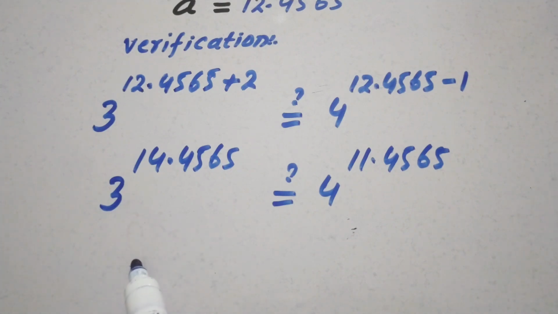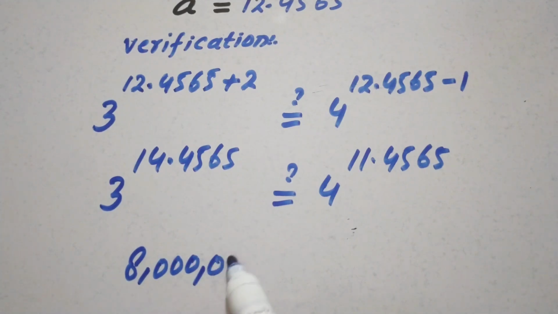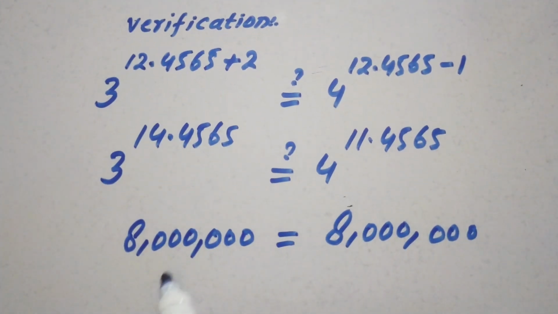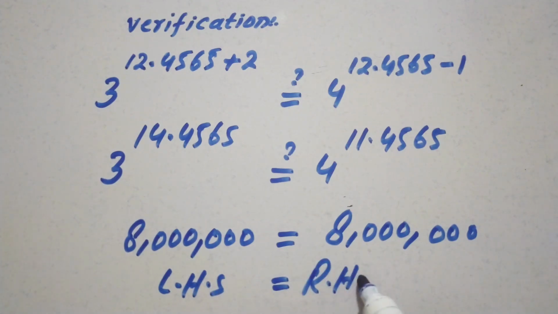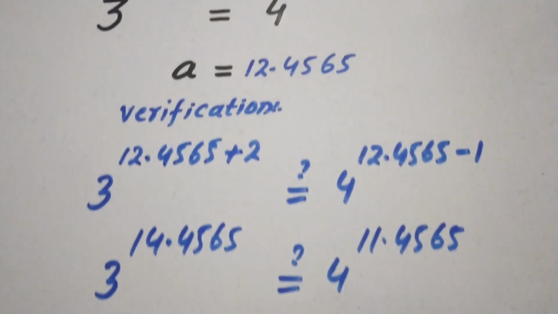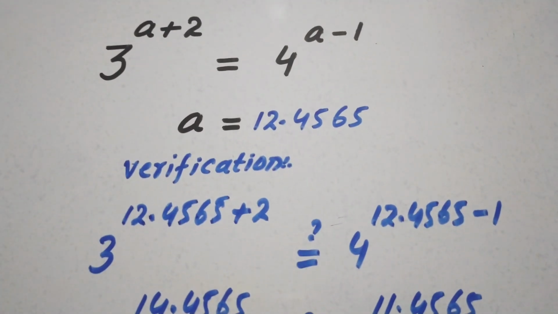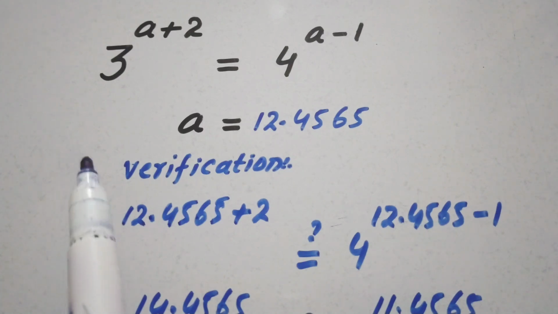By doing this using calculator, we get 8,000 with 000, which is the same result we get here. So we can say that left hand side is equal to right hand side. Hence the value of a, which is 12.4565, is valid for the given expression 3 power a plus 2 is equal to 4 power a minus 1.